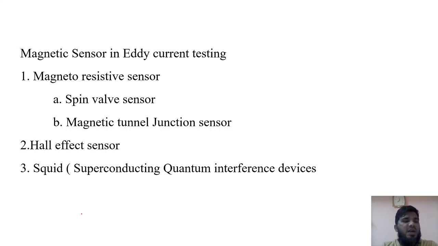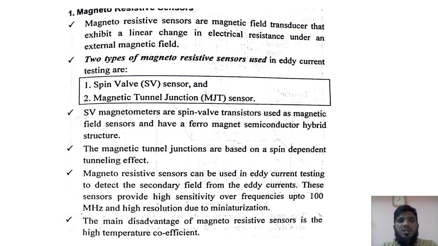For that we have three different types of sensors. One is the magnetoresistive sensor, which is again of two types: spin valve, generally called the SV sensor, and magnetic tunnel junction, that is MTJ, generally called the MTJ sensor. Another is the Hall effect sensor, and the third is SQUID. SQUID is a short form of superconducting quantum interference device. So let us see what these types of sensors are.